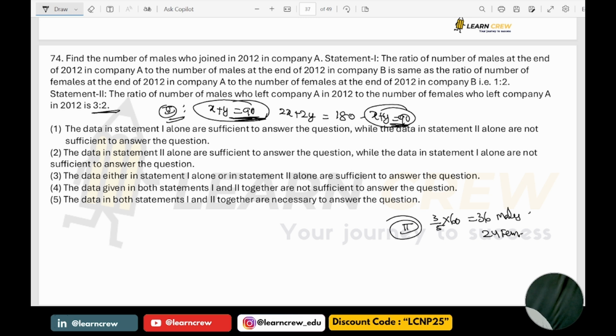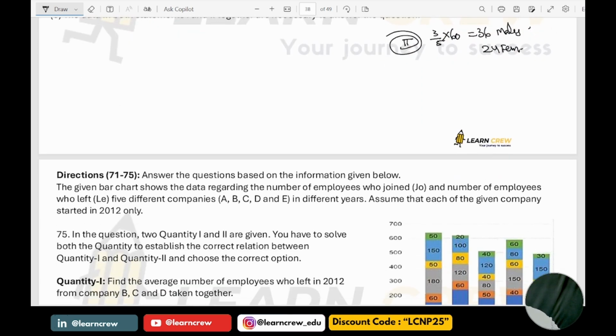You can just find the number of males who left company A in 2012 and the number of females who left the company in 2012. Only females and males who left you can find out, but who joined you cannot find out. So the answer is neither 1 nor 2. Question 74, the answer is 4. Now 75.